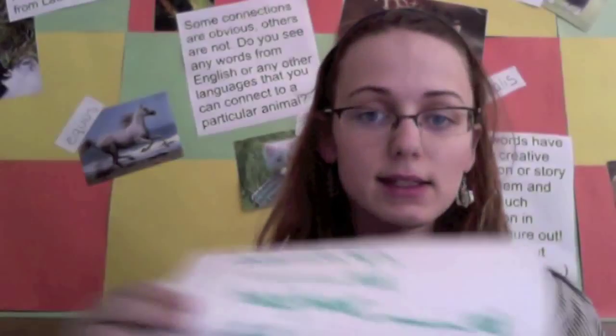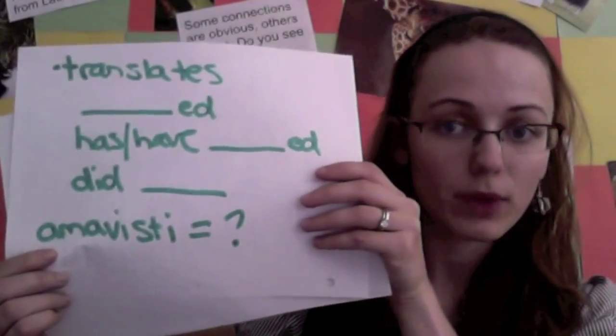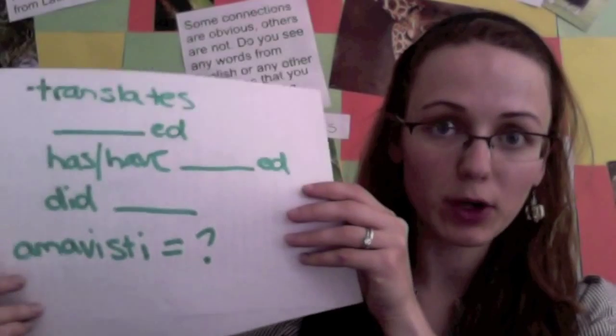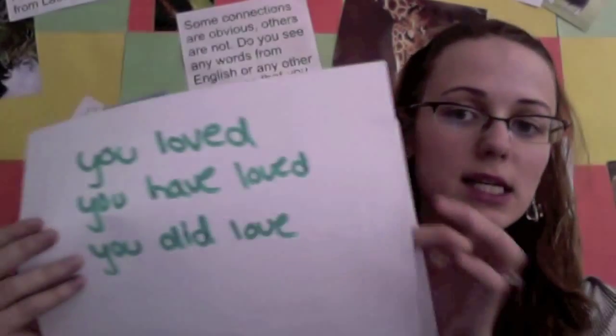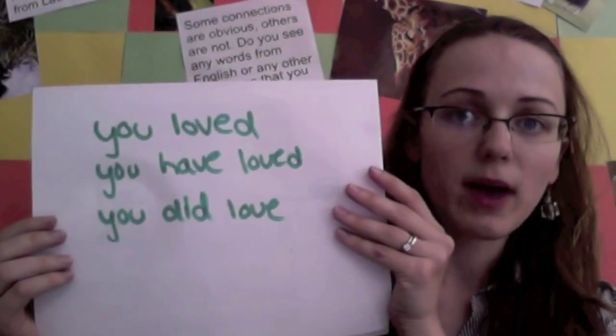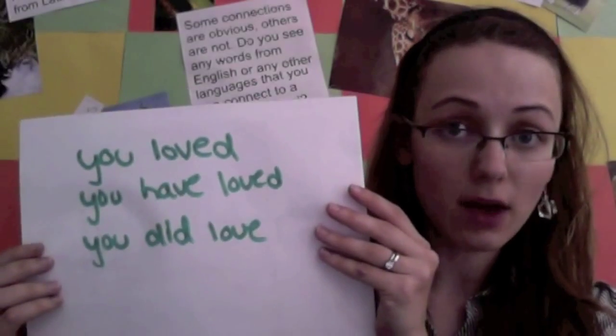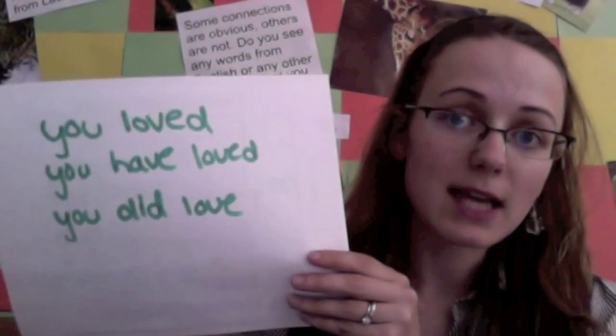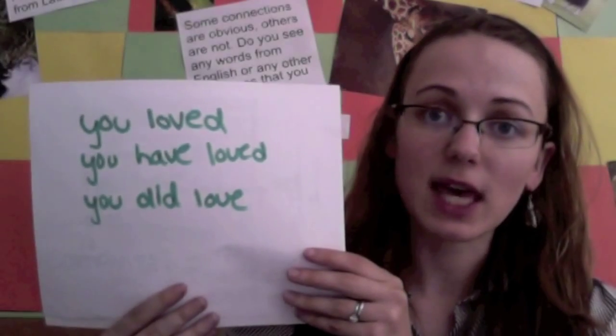Okay, if you had a minute to think about it, hopefully you came to the conclusion that amavisti, which is second person singular in the perfect tense, would translate you loved, you have loved, or you did love. So if you had anything else, I'm going to ask you to go into your notes and just adjust that for me now.